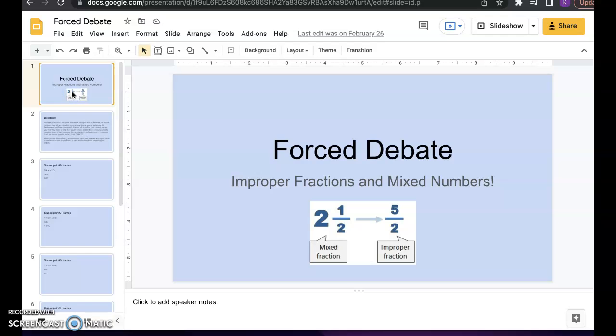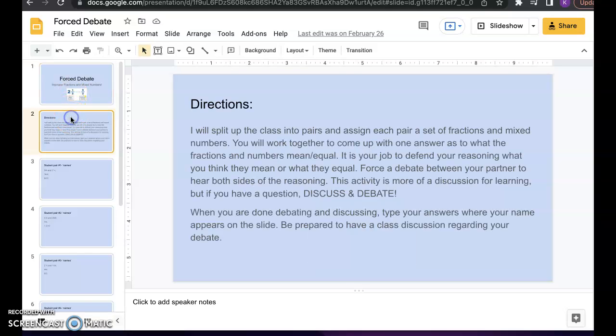This is an activity on improper fractions and mixed numbers, as you can guess. So the directions: I will split up the class into pairs and assign each pair a set of fractions and mixed numbers. You will work together to come up with one answer as to what the fractions and mixed numbers mean or equal. It is your job to defend your reasoning, what you think they mean or what they equal. Force a debate between your partner to hear both sides of the reasoning.